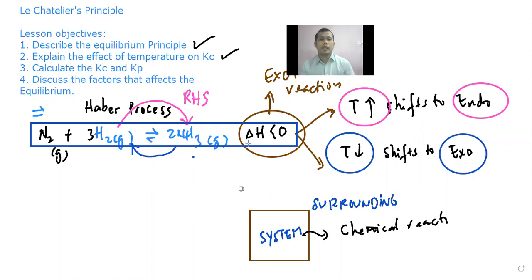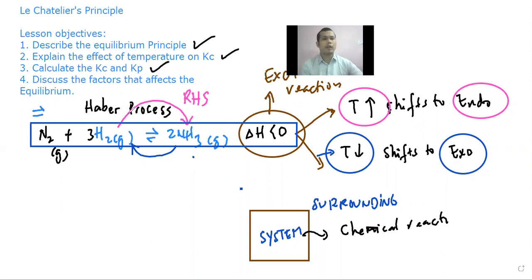So if you wish to produce more ammonia, the thing you need to do is lower the temperature. That means the equilibrium shifts to the right hand side, making the percentage yield of ammonia increase. That's how you do it. I already discussed the second point here.